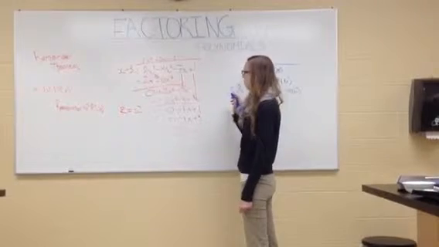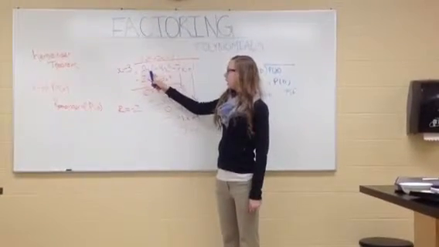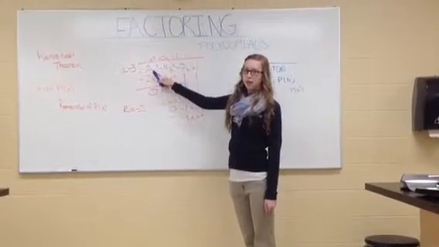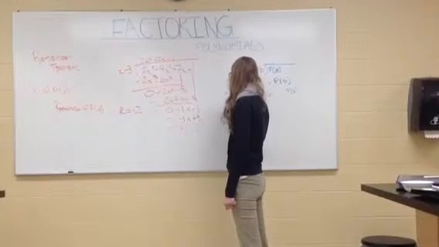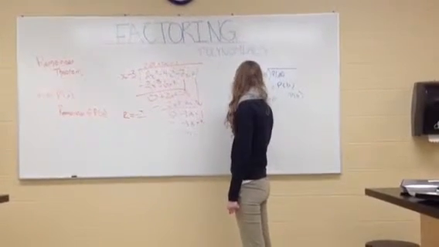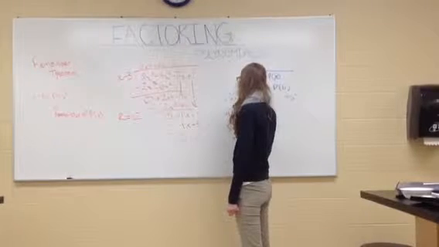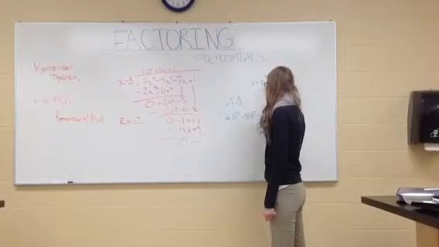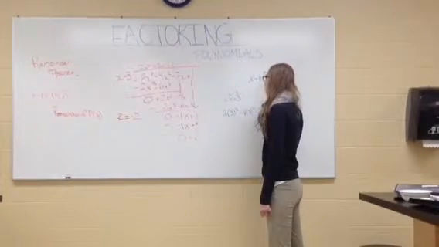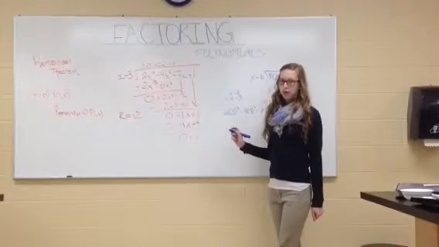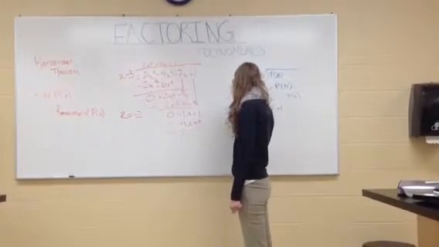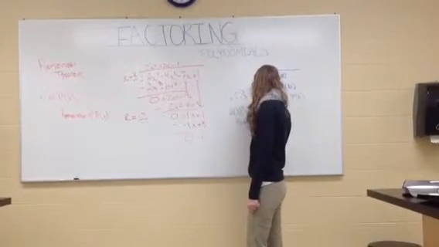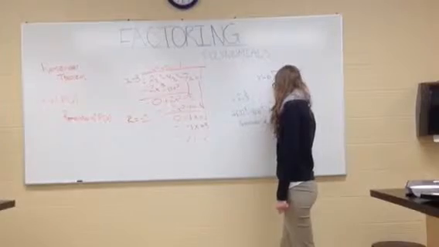So we would take our p of x, which is 2x cubed minus 4x squared minus 7x plus 1. And for every single x, we would plug in the number 3. So we would have 2 times 3 cubed minus 4 times 3 squared minus 7 times 3 plus 1. Now when we plug all of that into our calculator, we get a remainder of negative 2.